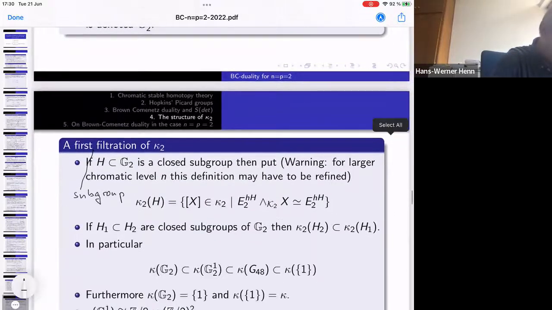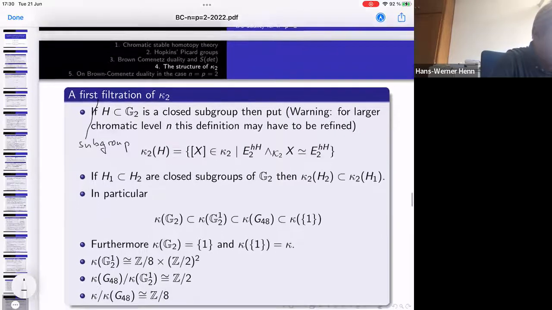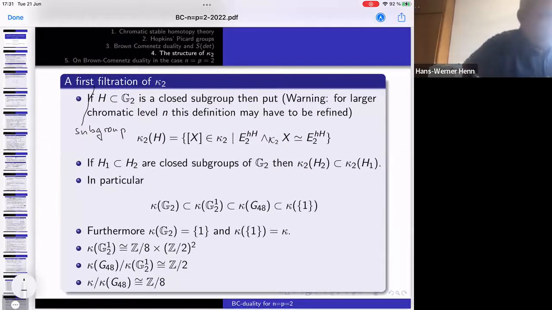In particular, kappa of G2 is contained in kappa of G21, which is contained in kappa of G48, which is contained in kappa of the trivial subgroup. And kappa of G2, by definition, is the trivial subgroup of kappa, and kappa of 1 is kappa itself. So in this collaboration, we actually study kappa 2. We identify kappa 2, but I'm going to present the result on the next slide, or maybe the slide even after the next.